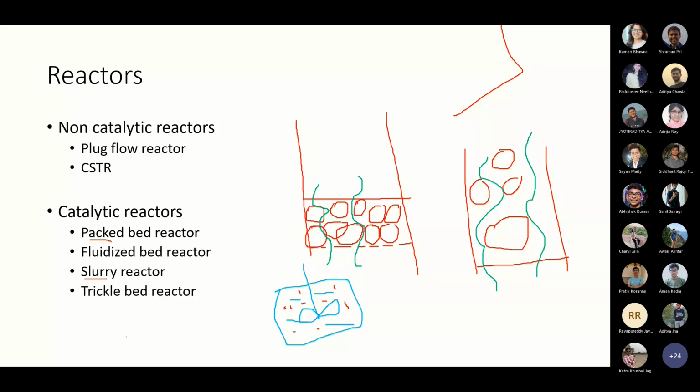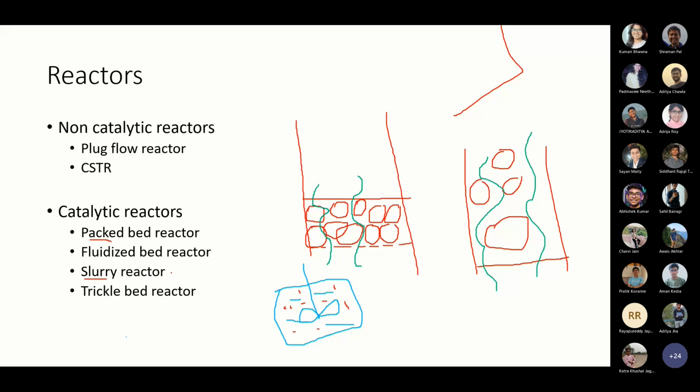So when do we use a packed bed reactor? When do we use a slurry reactor? If the catalyst particle is not a porous material, we need very, very high surface area for a faster reaction to take place. High surface area comes only when we have a very, very small particle size. At that time, we have to use a slurry reactor.